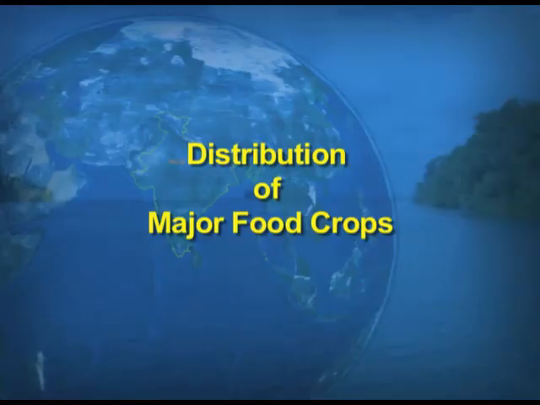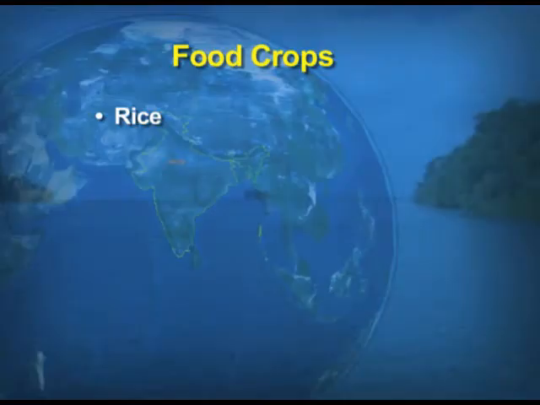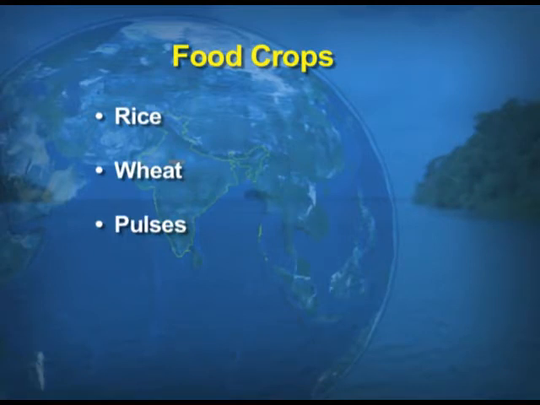Now, children, we will be talking about the distribution of major crops in our country. Crops we categorize under different categories. The first category we are going to take up right now is the category of food crops. The examples of crops which come under the food crops category are rice, wheat, pulses and some coarse grains.